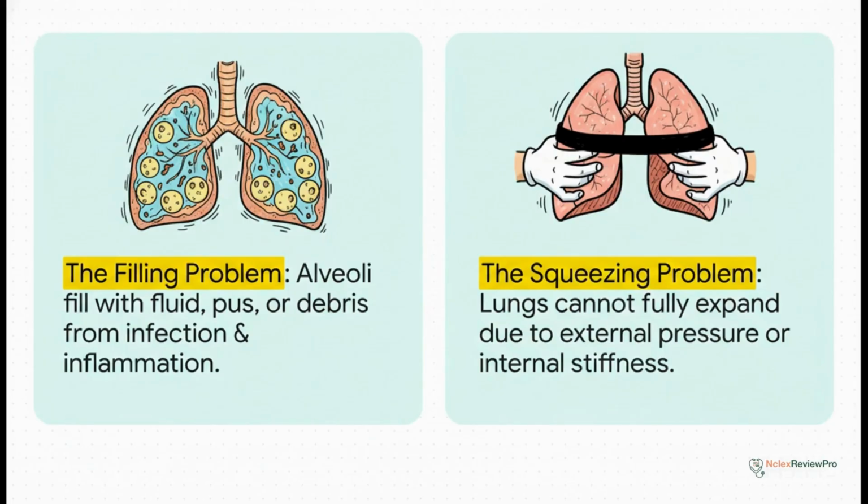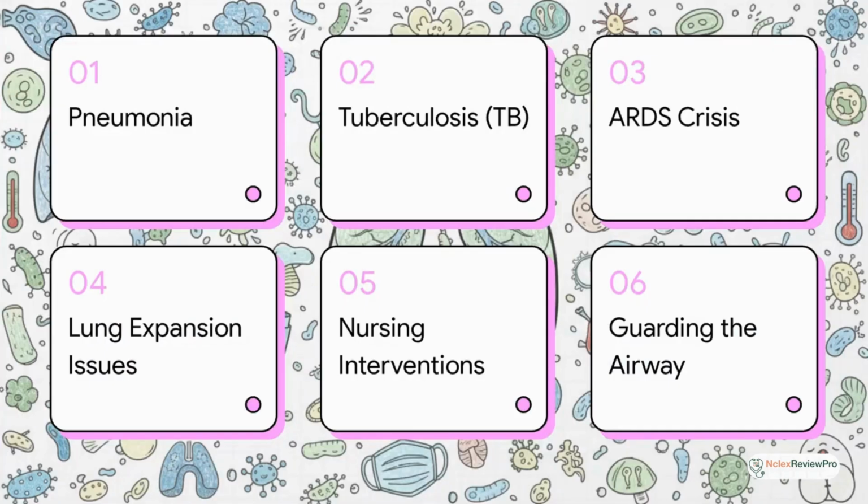This is when something, anything, is preventing the lungs from fully expanding in the first place. So here's our game plan for today. We're going to start by tackling the conditions that fill up the lungs. We're talking pneumonia, the very unique case of TB, and the all-out crisis of ARDS.